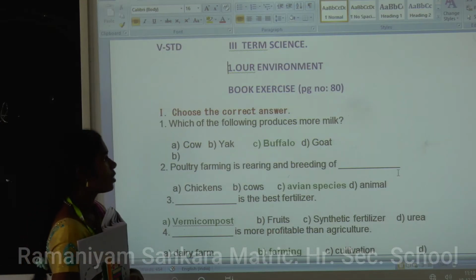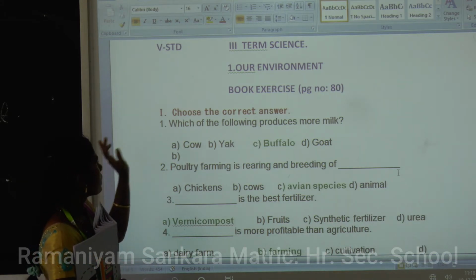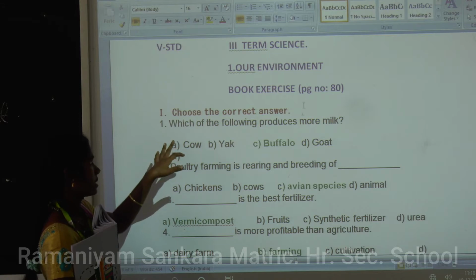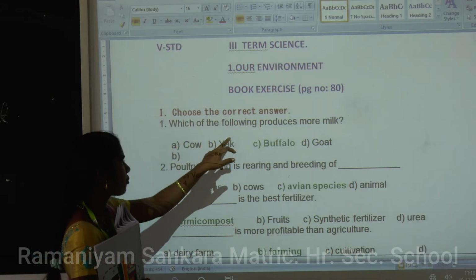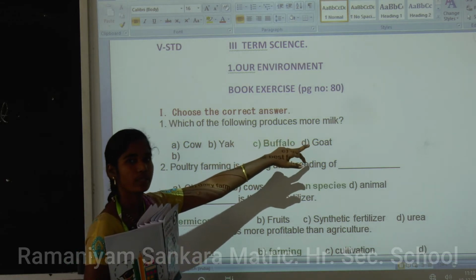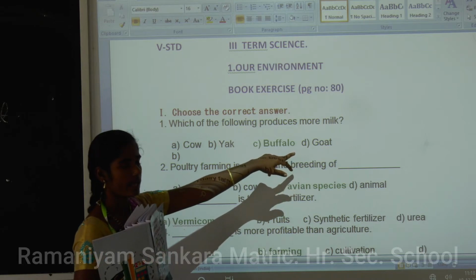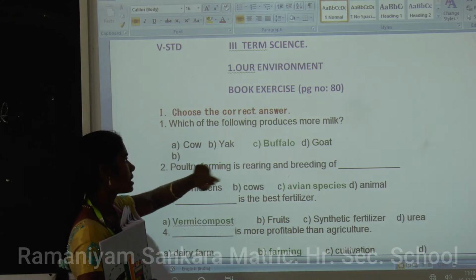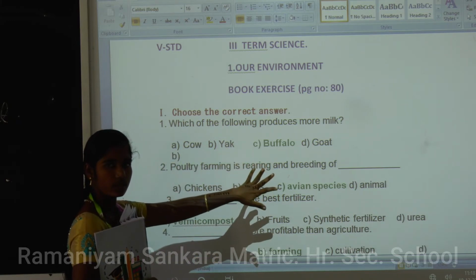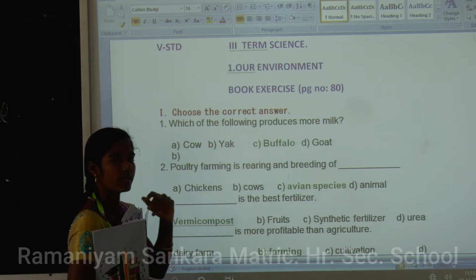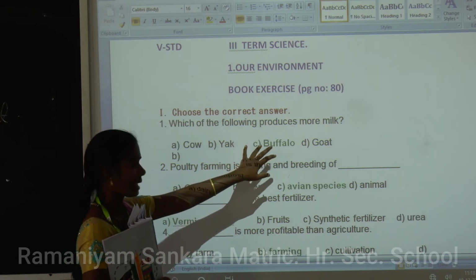Okay, now I read the book exercise. Listen. First, choose the correct answer. Okay, in third term, our environment. First question, which of the following produces more milk? Okay, cow, yak, buffalo, goat. 4 options are given. So which is the correct answer? Okay, which breed actually produces more milk? எல்லாமே milk கொடுக்குது தான், ஆனால் which produces more milk? எது அதிகமாக தருது அப்படின்னா buffalo. Okay, so buffalo is the correct answer.